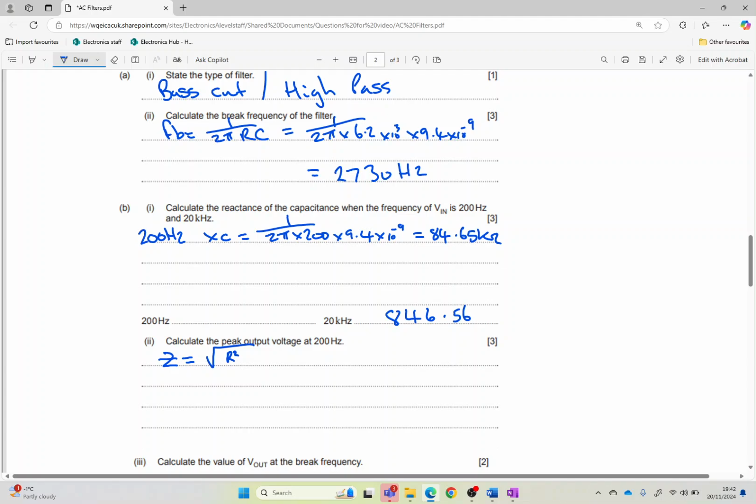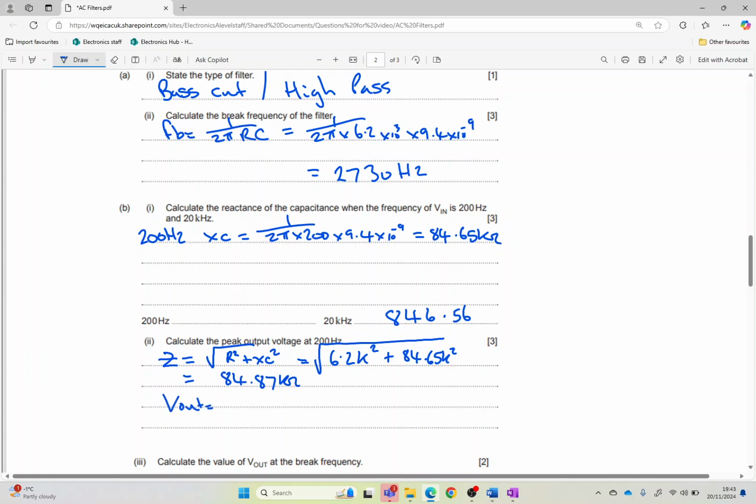Z equals the square root of R squared plus XC squared. So we're going to have 6.2 K squared plus 84.65 K squared, all square rooted. That gives us a resistance of 84.87 kilo ohms.